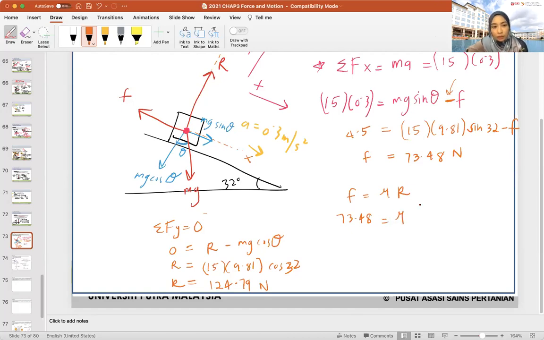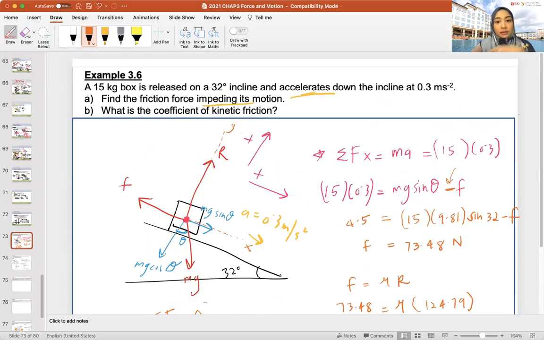Mu, Afifah cakap kalau kita punya friction negatif, mu kita pun jadi negatif. Betul jugalah. So R kita 124.79. So mu is equal to 73.48 divided by 124.79. So we get our mu K as 0.1. Okay, so coefficient of friction does not have any units, so that's awesome. Just leave it as it is. Do not put Newton. Kalau tak juga rotan diri sendiri.